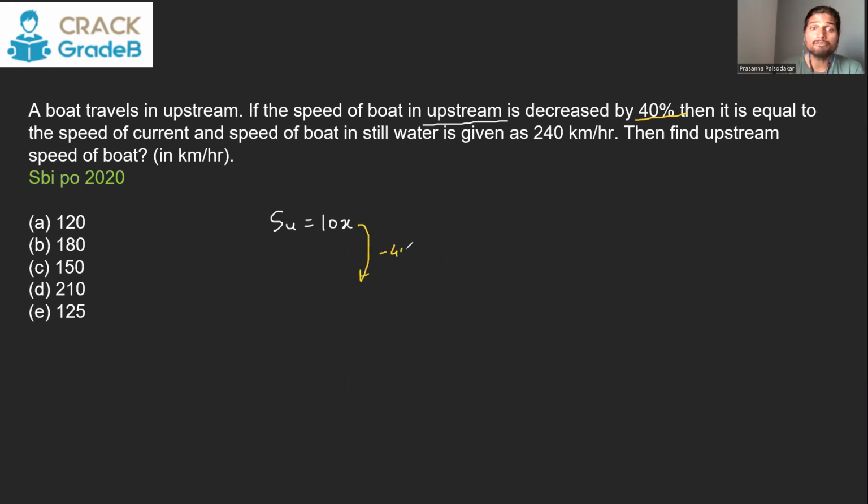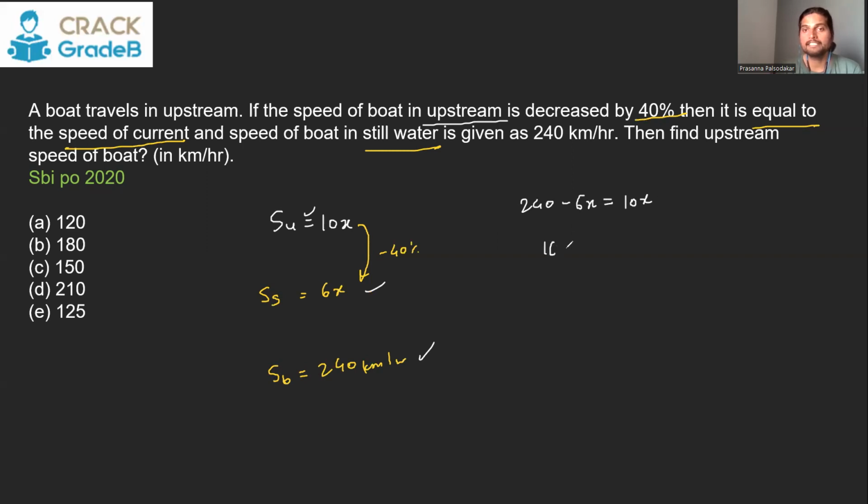If you decrease it by 40%, it becomes 6x. And that is equal to the speed of current. Speed of current means SS. And speed of boat in still water, which is SB, is given as 240 kilometers per hour. So you know, SU is SB minus SS. So 240 minus 6x should be equal to SU, which is 10x. That gets us 16x is equal to 240. X will be equal to 15.